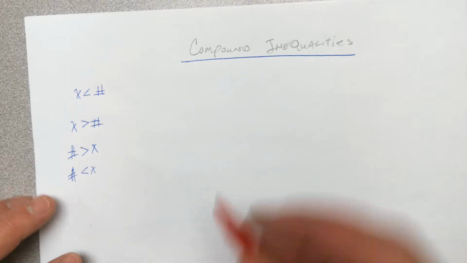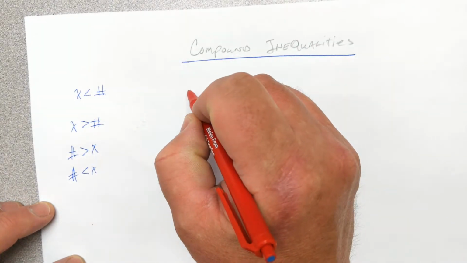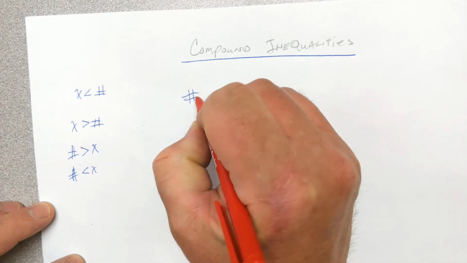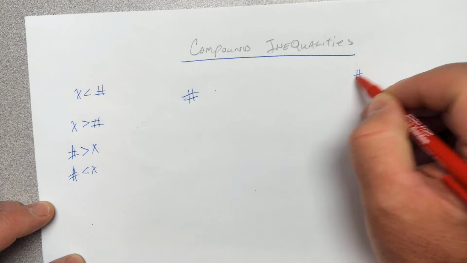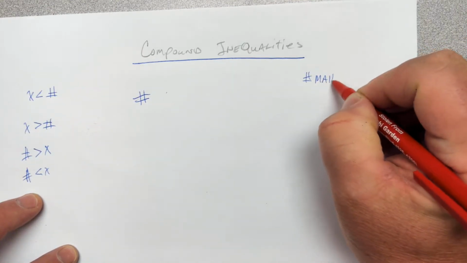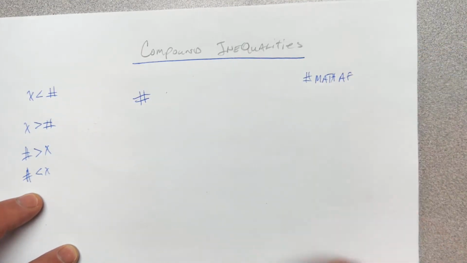Because with the compound inequality, what you're going to have when you're done, you're going to have a number. It's not a hashtag, right? A number. Hashtag. Here's a hashtag. Math AF.